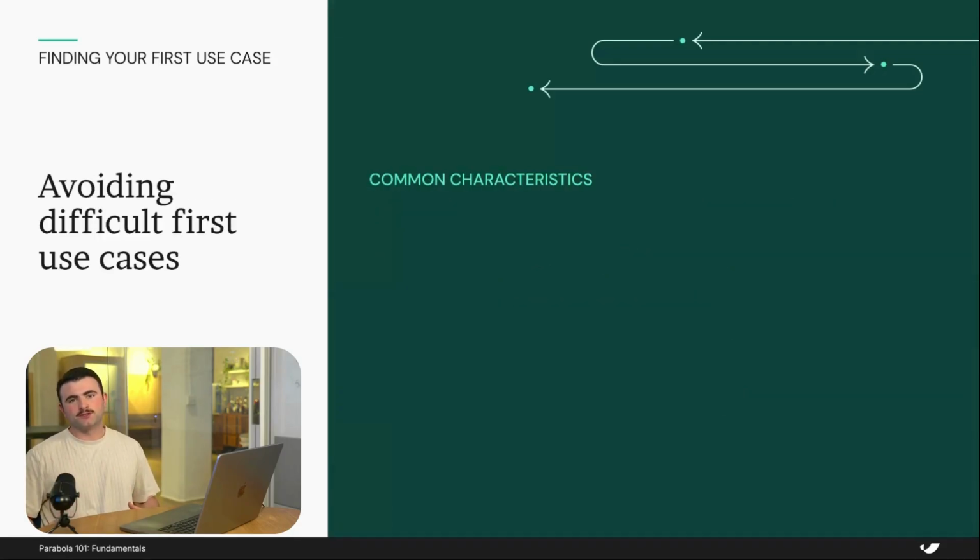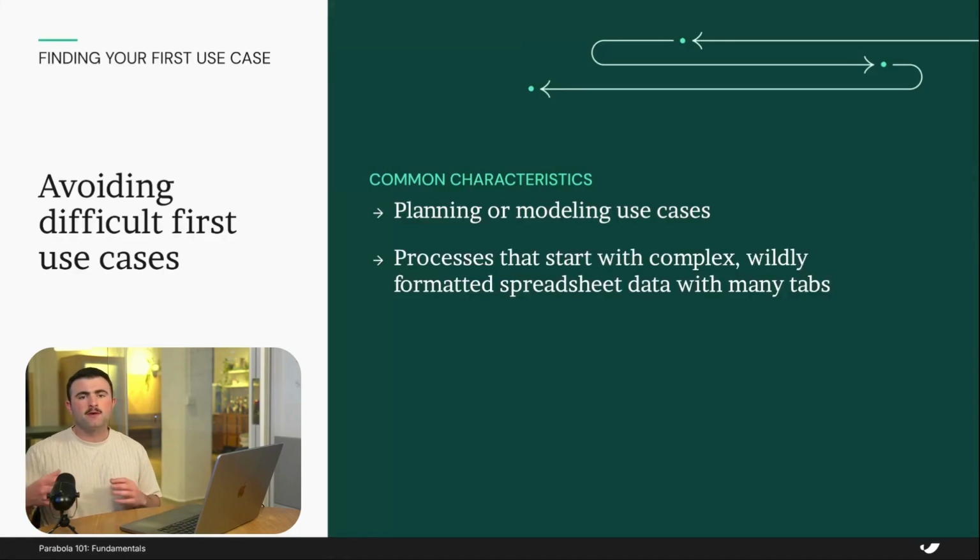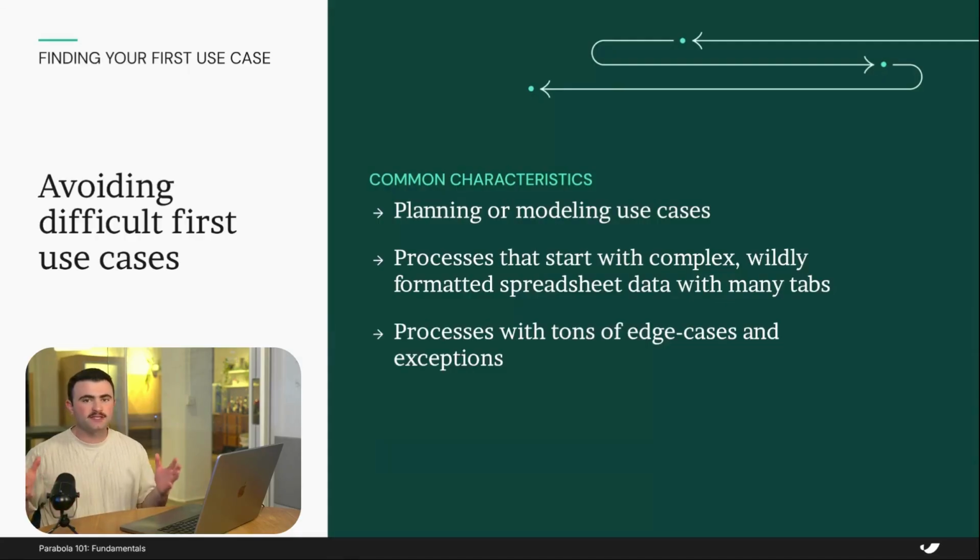It's also helpful to understand which use cases we'd recommend avoiding for your very first flow, not because Parabola can't actually handle the process, but rather because these are usually more complex processes that make it harder to build momentum. Common characteristics include planning and modeling heavy use cases. Processes that start with really complex Excel files, often with multiple different tabs that usually have unstandardized data formats across tabs. And finally, processes that have tons of exceptions and edge cases that usually make them comparatively more complex.